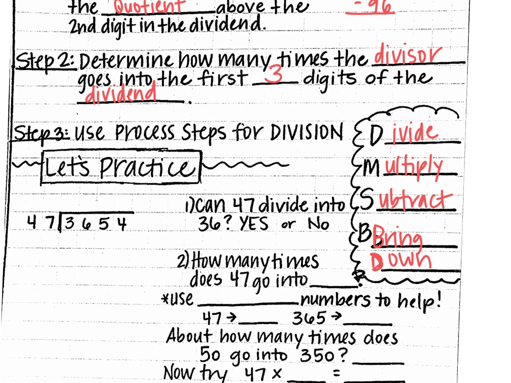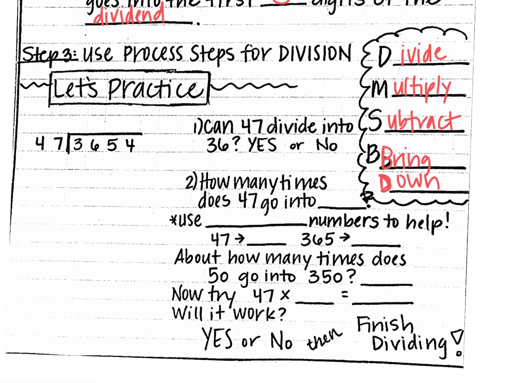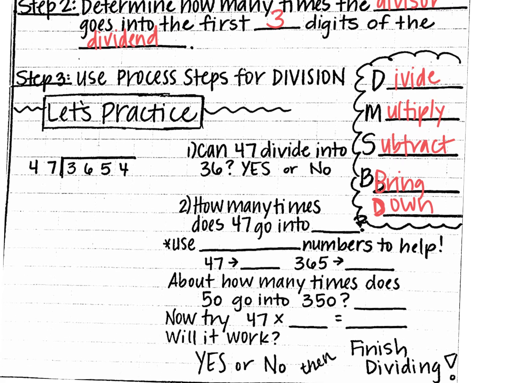All right, so on the very first one that I wrote out, I went ahead and did some steps that go with it, just to guide us. So first, can 47, my divisor, divide into 36, the first two digits? No. So then I have to ask myself, okay, well, then how many times does 47 go into 365? Okay, that's hard, right? Okay, but it's not too hard.